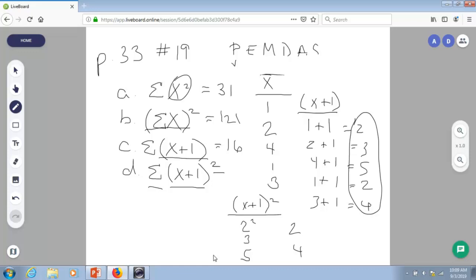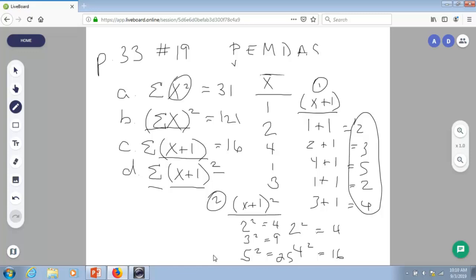And you're going to square each one of the answers that you got from the first column, because that is the task you're being given. So 2 squared is 4, 3 squared is 9, 5 squared is 25, 4 squared is 16, and then we got 2 squared, which is 4.